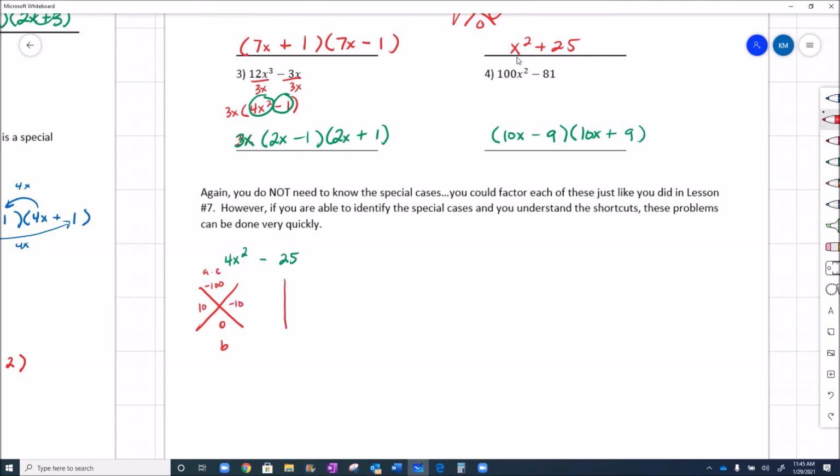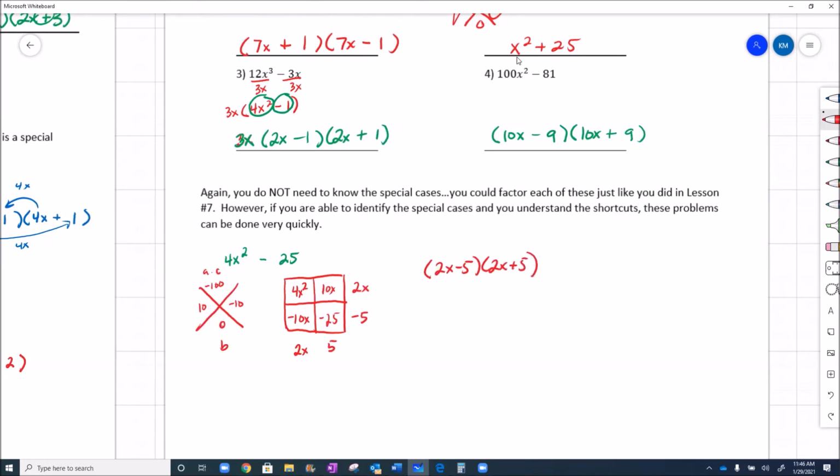So in our box, we'd have first term, first box, 4x squared. Last term, last box, which is negative 25. And then these two numbers, 10x and negative 10x. For each row and each column, we can take out our GCF. Between these two, they're both negative, so I'm going to take out a negative 5, making sure all my signs match up. So then we end up with 2x minus 5 and 2x plus 5.